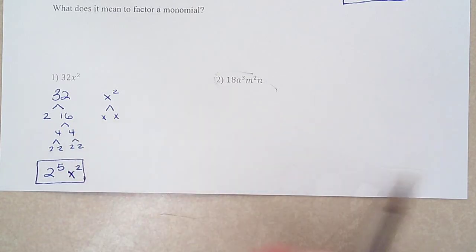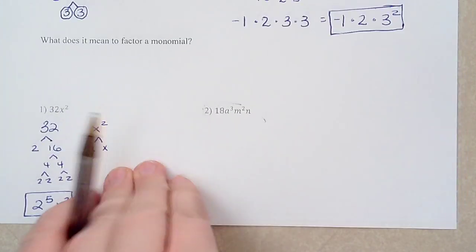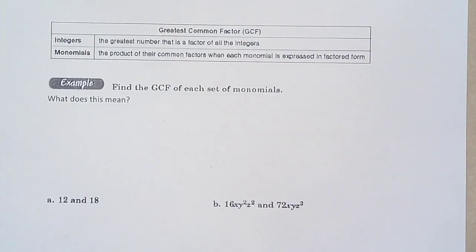Same thing that we did over here. All right, let's flip to the back side now. So now we're going to be talking about the greatest common factor. For integers, also known as numbers, it is the greatest number that is a factor of all of the integers. For monomials, it is the product of their common factors when each monomial is expressed in factored form. So what does this mean?